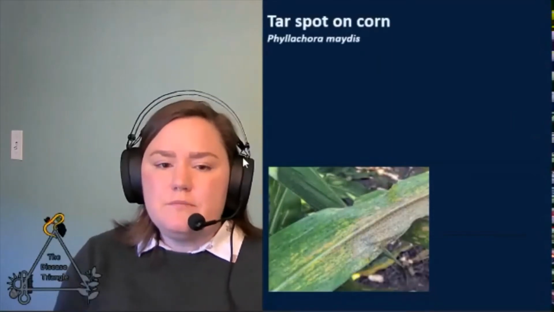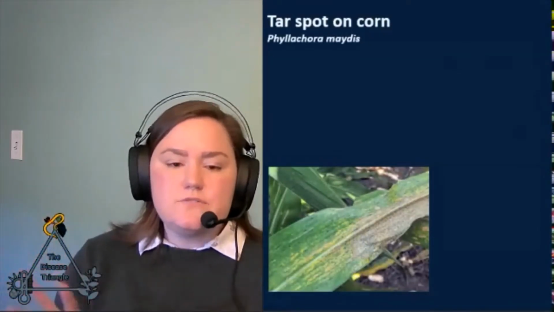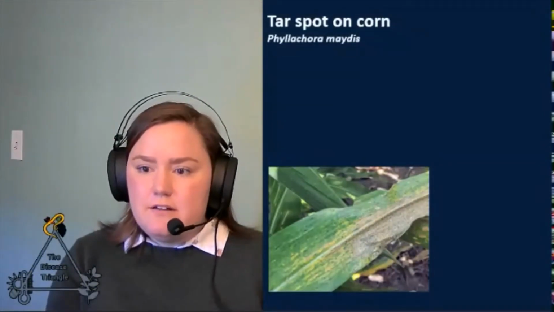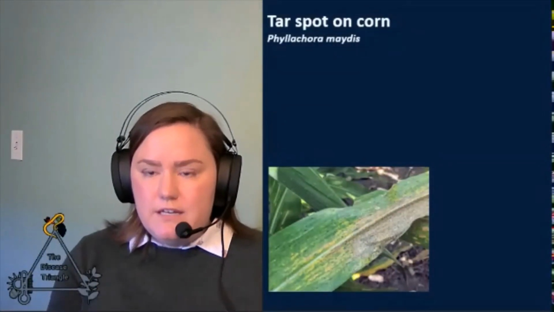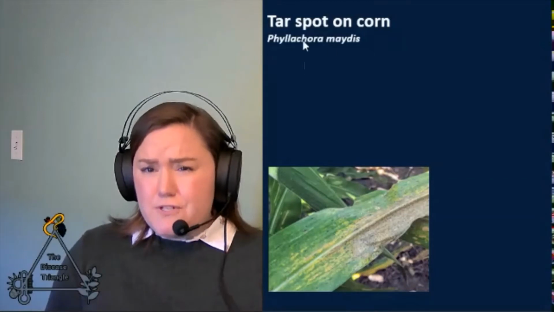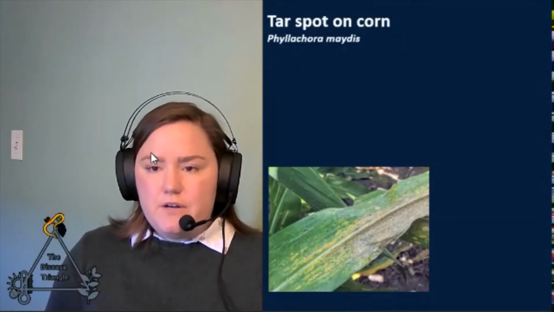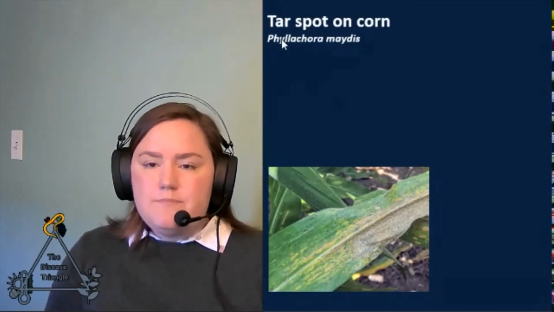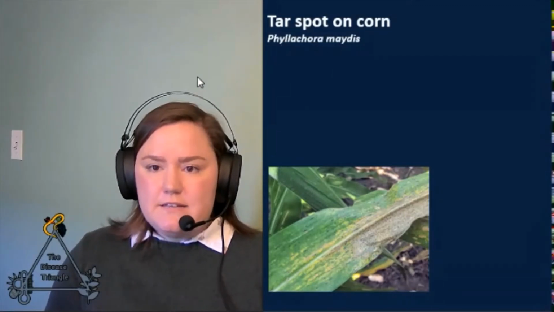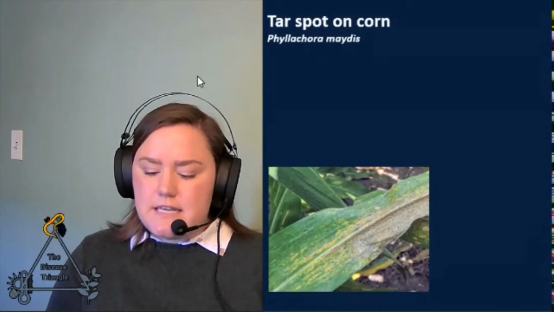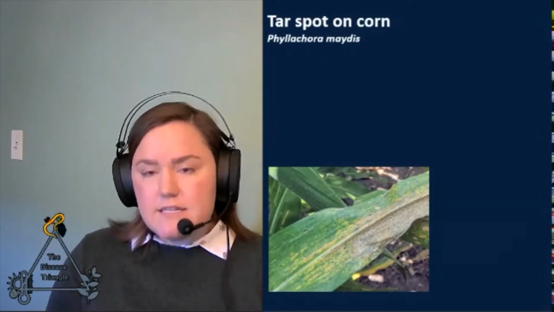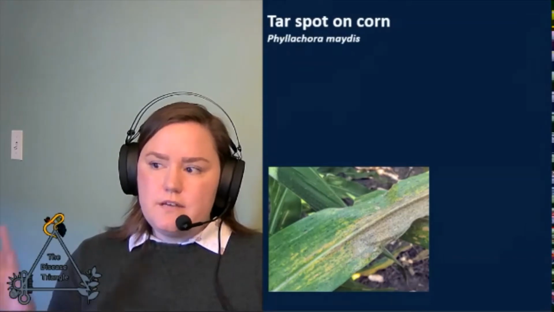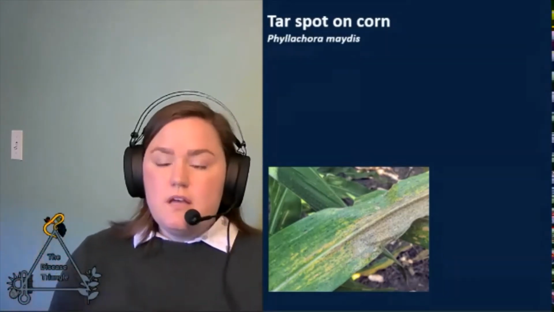Now I'm going to go over the disease triangle and how it applies to two pathogens that we saw in 2020. The first one I'm going to talk about here is tar spot on corn. This is a fungal pathogen caused by Phyllachora maydis. This fungus is an obligate parasite, which means that it needs a living host to grow and reproduce.